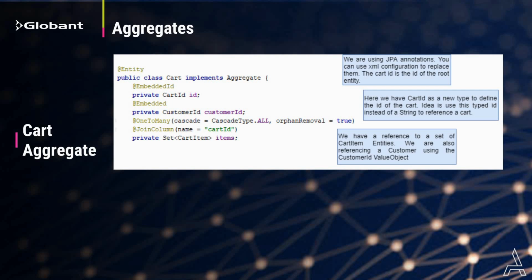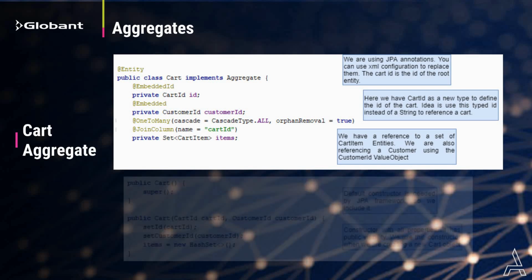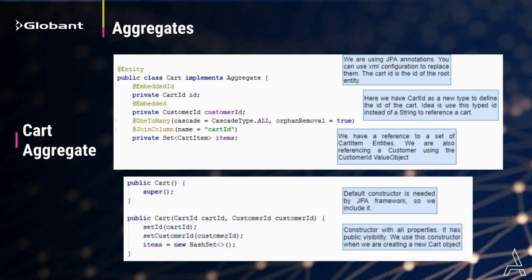We have a reference to a set of cart item entities, and we also have a reference to a customer using the customer ID value object. We have two constructors. The default constructor is needed by JPA frameworks, so we include it. And we also have a constructor with all the properties. It has public visibility, and we use this constructor when we are creating a new cart object in our domain.